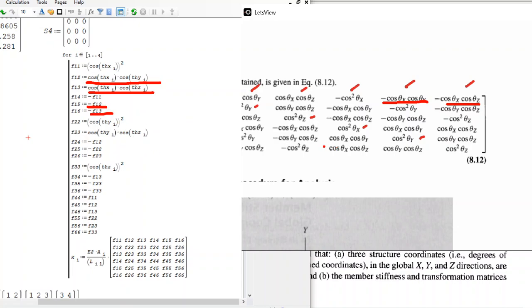Okay. How about the diagonal? F22, or say F66, is F33. This F66 is F33. So which is this one, right? Which is this one. Okay, so that's how I implemented the global stiffness matrix.